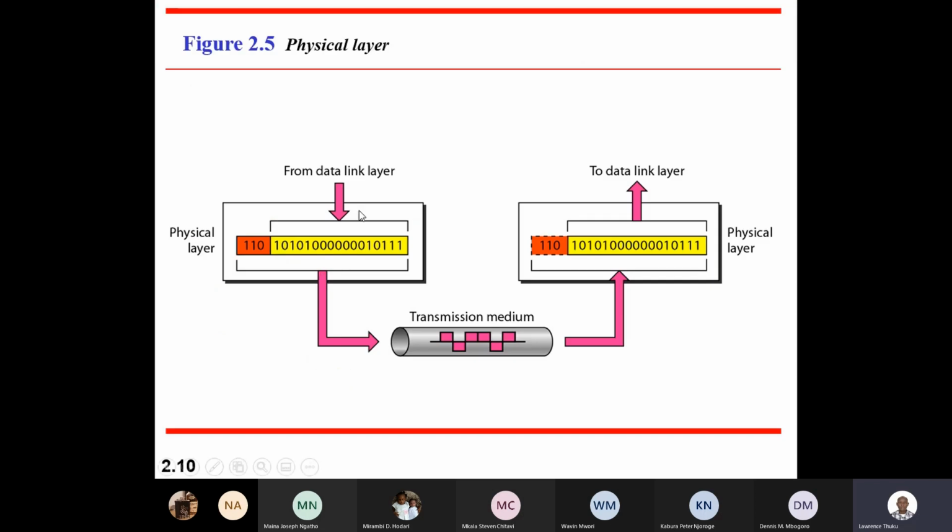So if you look at the physical layer, the physical layer is charged with the responsibility of transferring data in form of zeros and ones.